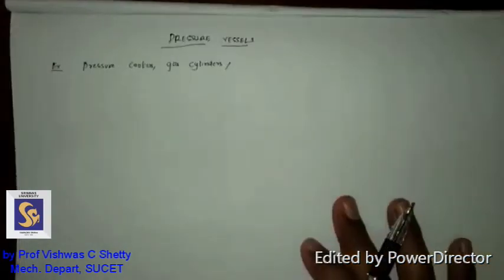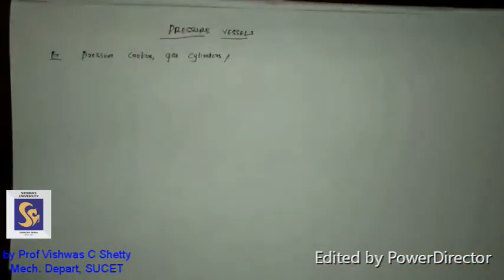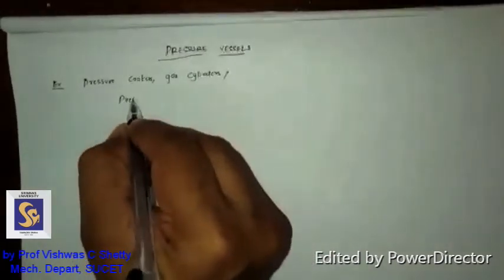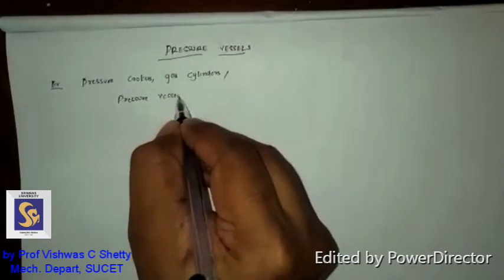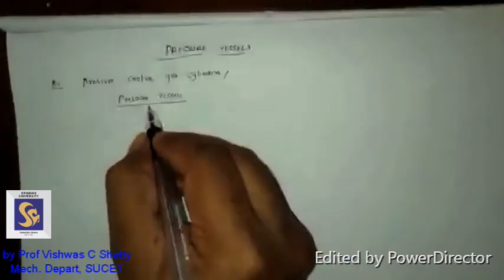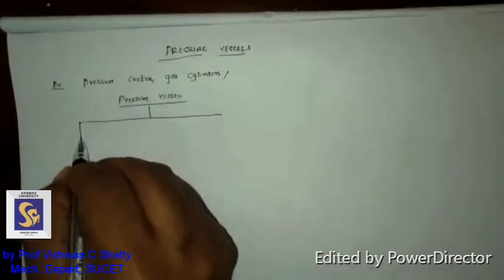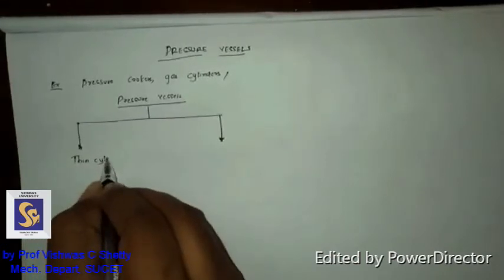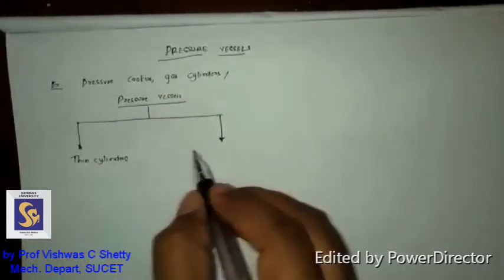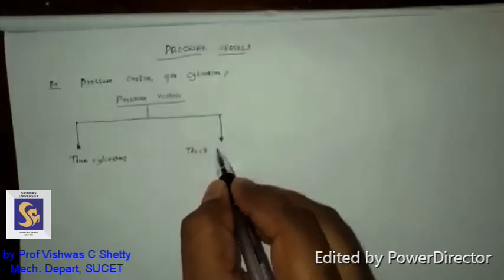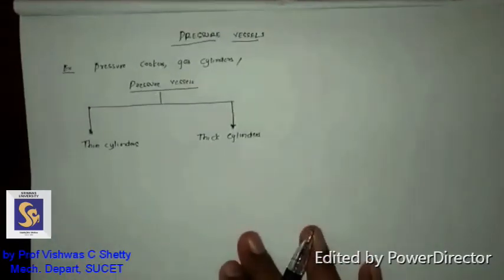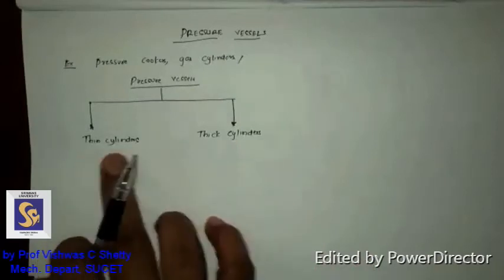Under these pressure vessels, there are two types. One is the thin cylinder. So all these are cylinders. You know what a cylinder is, correct? And the other is the thick cylinder. So pressure vessels are of two categories, thin cylinders and thick cylinders.